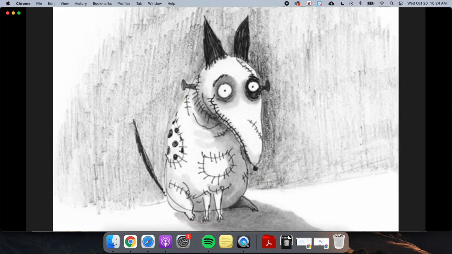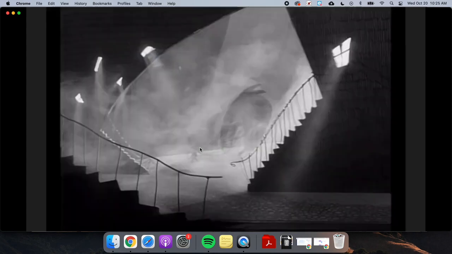A lot of his movies are based on an old style of movie called German Expressionism. Here's Frankenweenie. He was a dog from a movie where the dog dies and the little boy brings him back to life, kind of like Frankenstein. German Expressionism, as I was saying, was a movement of movies back in the 1920s by the Germans. And typically these movies were very dark.